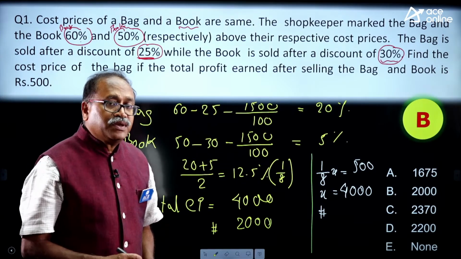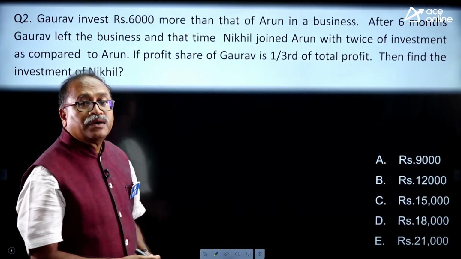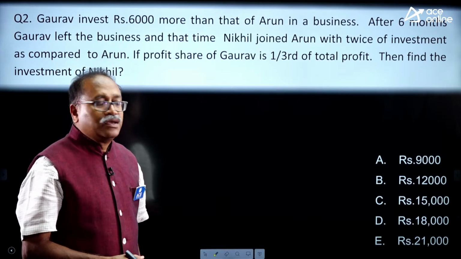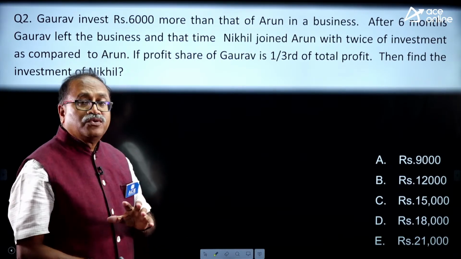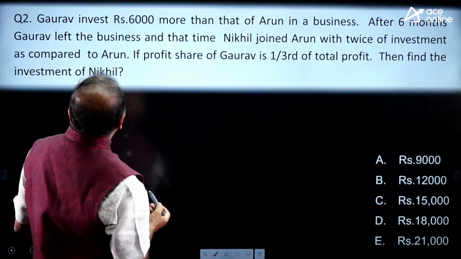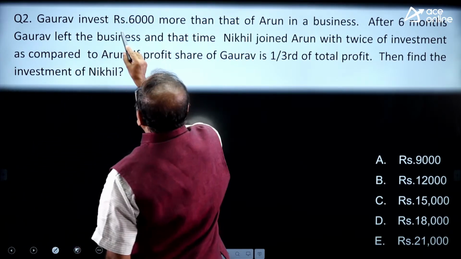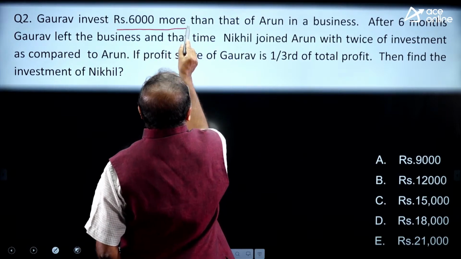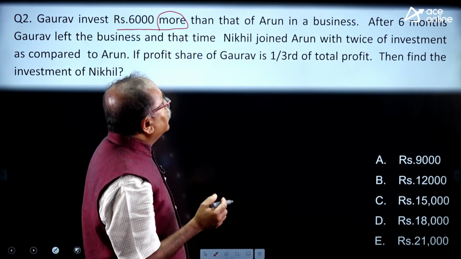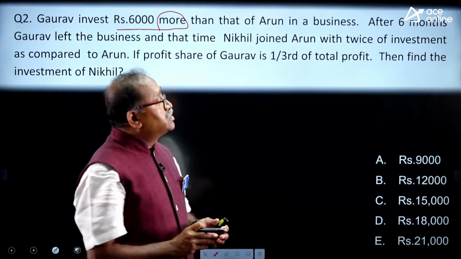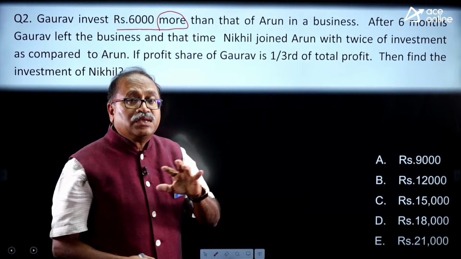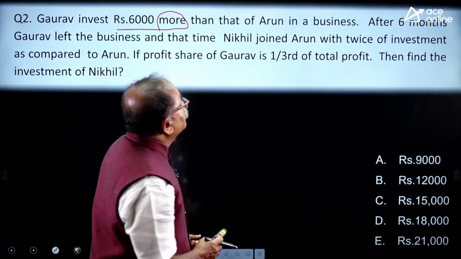Yes, friends, get ready for the next question, and it's here. We will read this question, and then you will have 30 seconds to answer it. Come on. The question says that Gaurav invested rupees 6,000 more, look at the word, 6,000 more than Arun in the business. Suppose Arun has invested X rupees, then Gaurav has invested X plus 6,000.